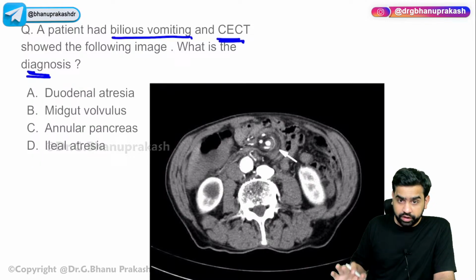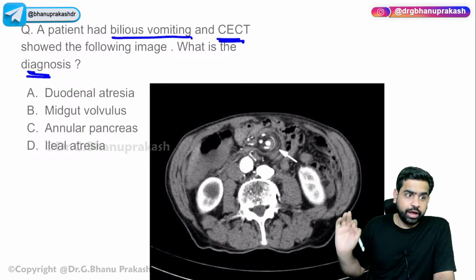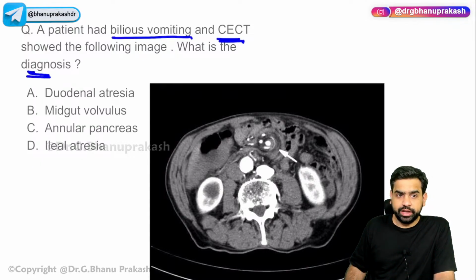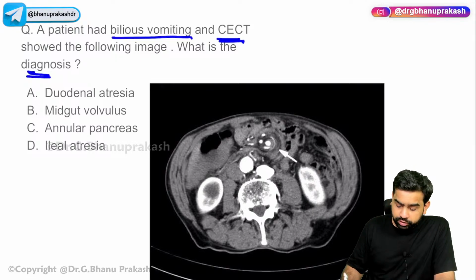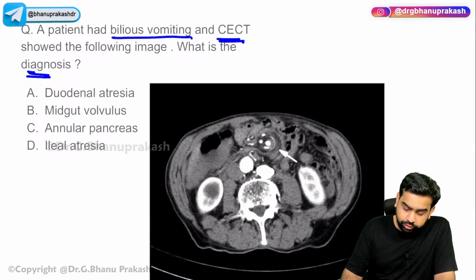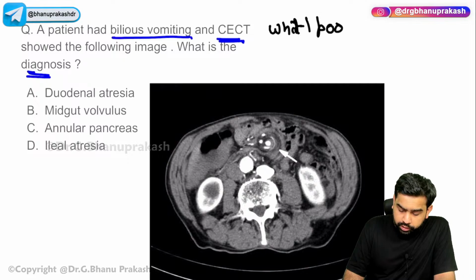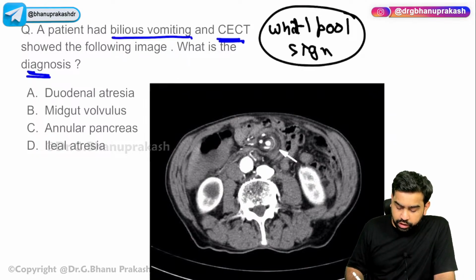Now, this is not a very simple question. So just try to look at the arrow. What is this particular arrow trying to tell you? Okay, so the arrow is basically trying to tell you about the whirlpool sign. Every bilious vomiting is not duodenal atresia, guys. What is this arrow trying to tell you? This arrow is trying to tell you something which is called a whirlpool sign, which you basically find in patients with midgut volvulus.